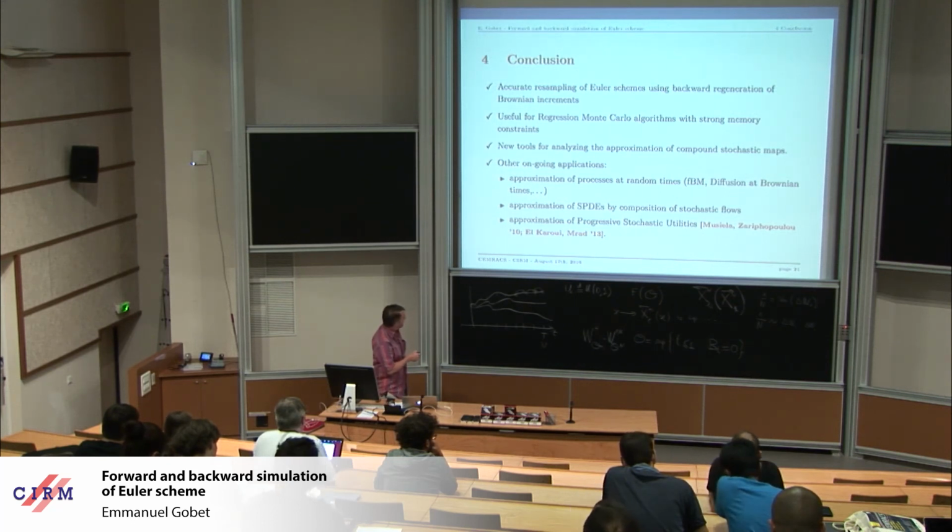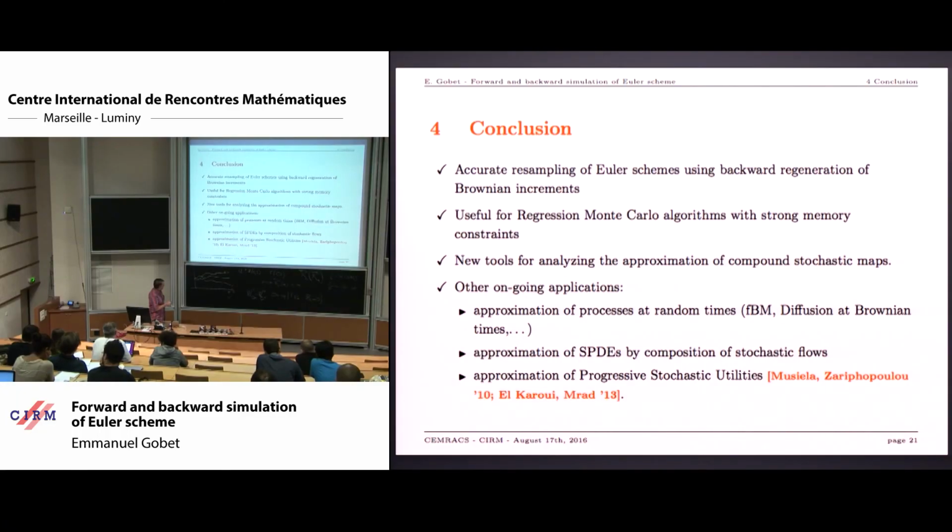In fact, there are also many approximations you can derive in the field of stochastic PDEs. Some stochastic PDEs can be simulated by a composition of stochastic flows. This is partly explained in the book of Kunita. So we are again in the field of approximating a random map by a random map composition and so on.